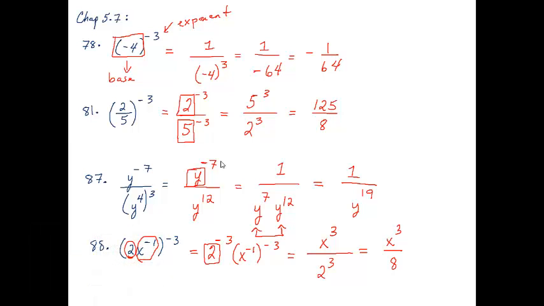So the first thing you should do, if you are given a problem like 81, 87, or 88, is use your properties to rewrite it, yes? Then deal with your negative exponents, okay? If you're given a problem like 78, where it's just one base being raised to a negative exponent, then we can go ahead and jump right to our negative exponent and make it positive, okay?